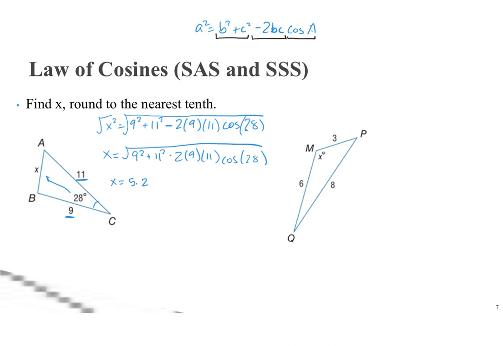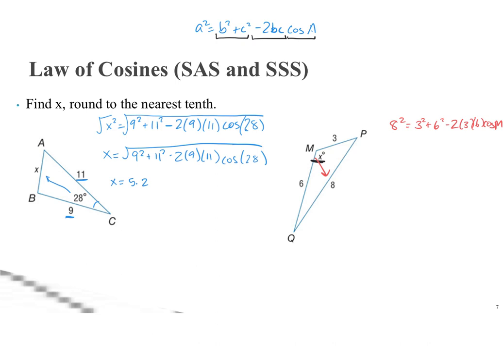I have all 3 sides, but I don't have this angle here, angle M. So since I'm looking for angle M, side M is the one that's going to go out front. So it's going to be 8 squared is equal to 3 squared plus 6 squared minus 2 times 3 times 6 cosine, run out of room, but there it is, cosine of M.